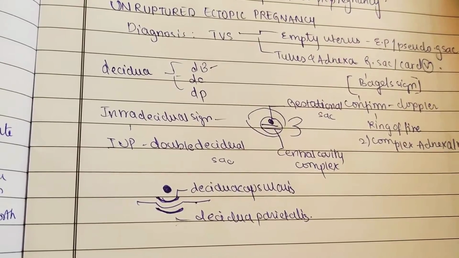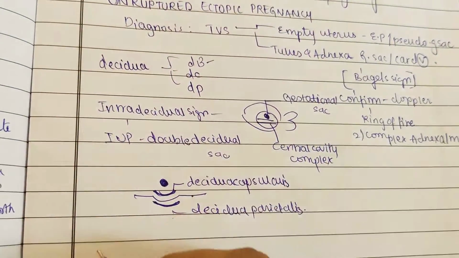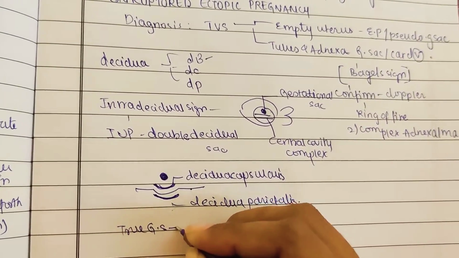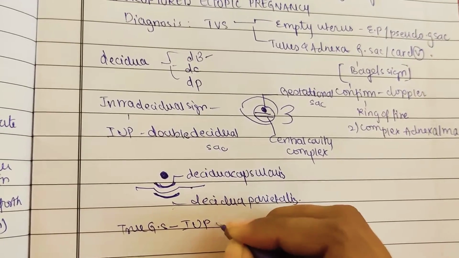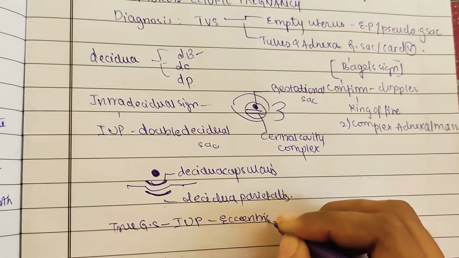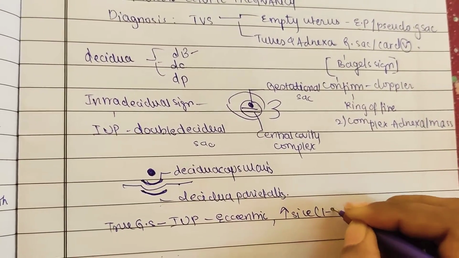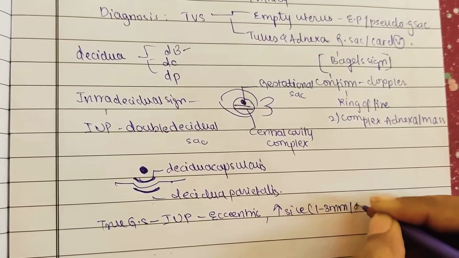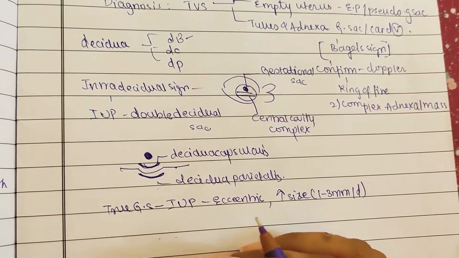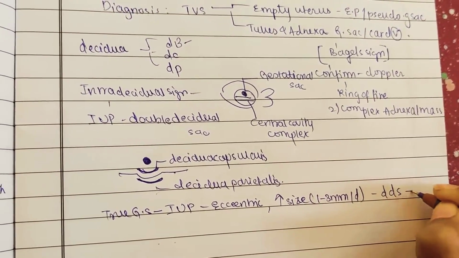Now coming to the difference between true and pseudo gestational sac. A true gestational sac is seen only in intrauterine pregnancy, and it is eccentric in location, and it increases in size by 1 to 3 millimeters per day, and you will get a positive double decidual sign.